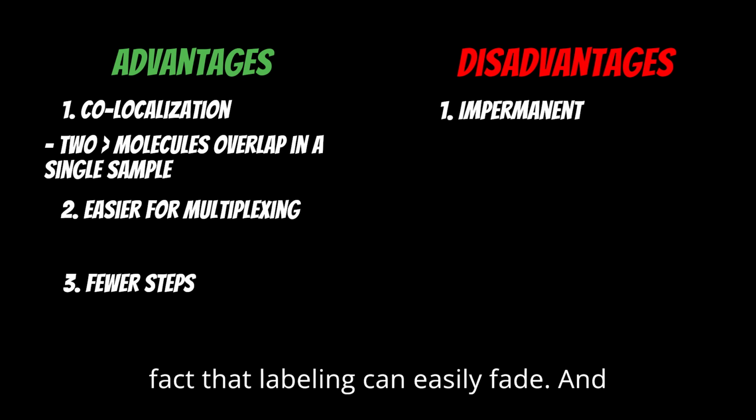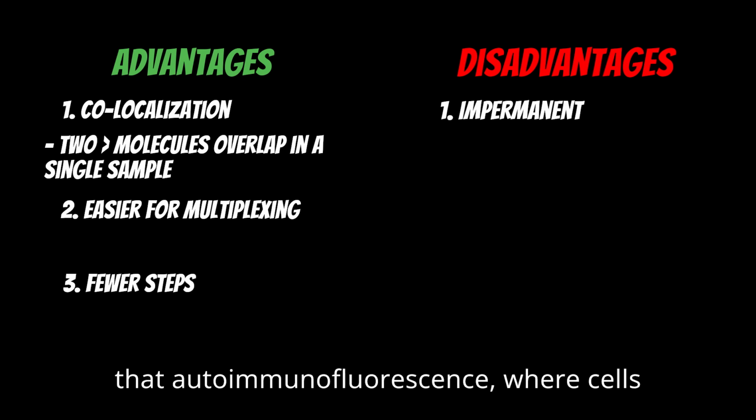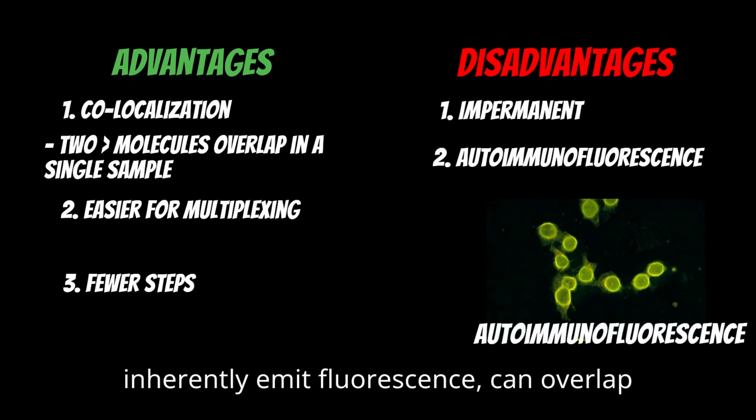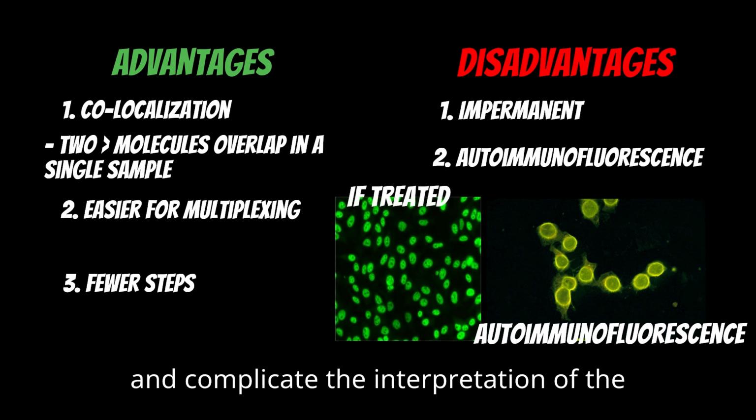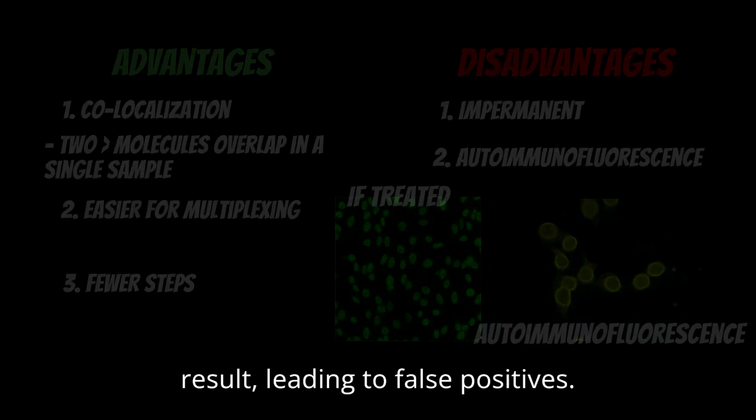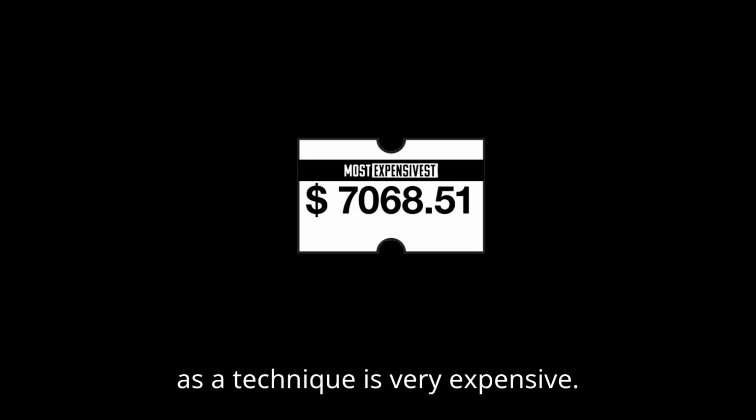Disadvantages include the fact that labeling can easily fade, and that autofluorescence, where cells inherently emit fluorescence, can overlap with fluorophore-conjugated antibodies and complicate the interpretation of the result, leading to false positives. But most importantly, immunofluorescence as a technique is very expensive.